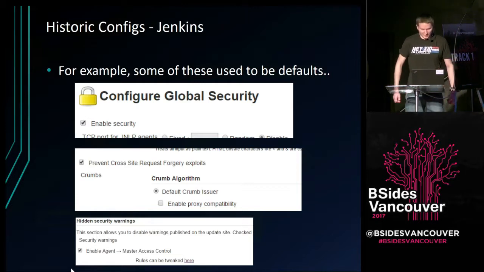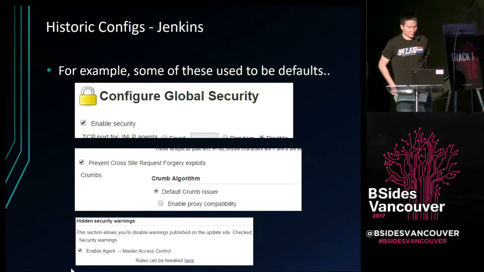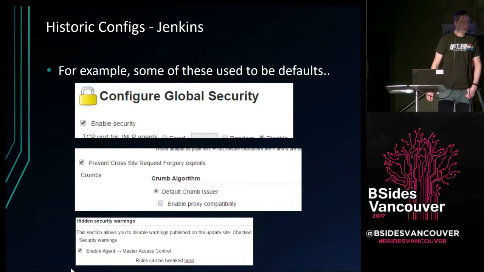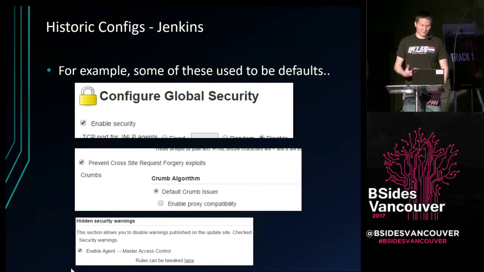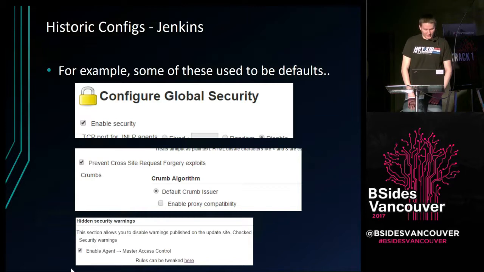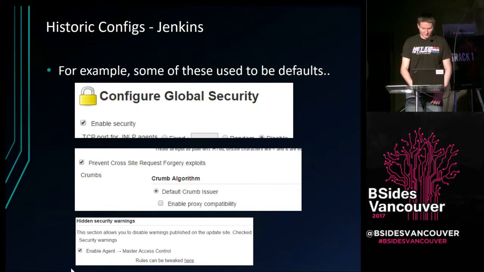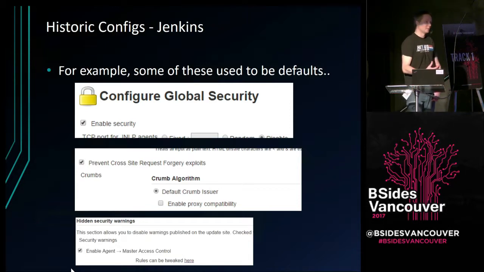Another fun one is CSRF, the requirement for that on any request to the web interface. This just used to be something they didn't support, and then eventually they added it in as optional, and now it's a full default. And then the last one is agent to master control, which I'll talk about briefly later as well. But that used to never be there, and instead they just documented an agent has full control over the master.